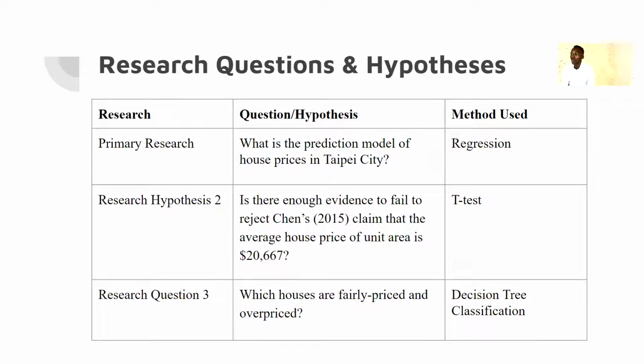The last research question: we're going to create a model that determines if a house is fairly priced or if it's overpriced. And the method we're going to use here is decision tree classifiers. We're going to create a decision tree classifier model.